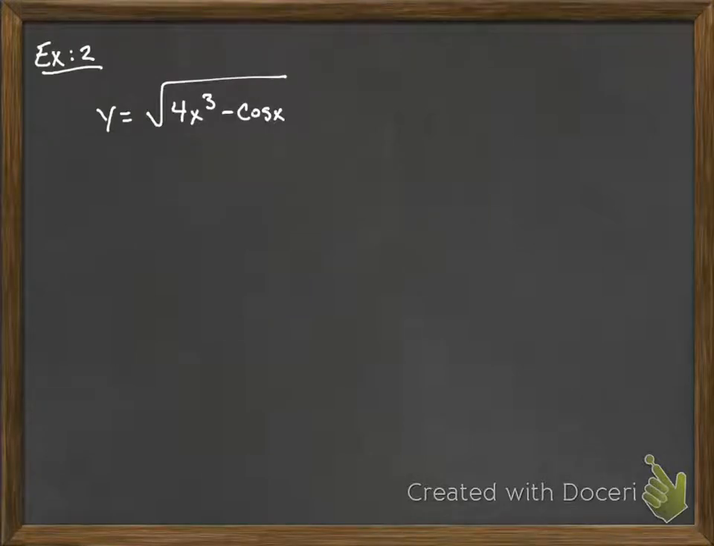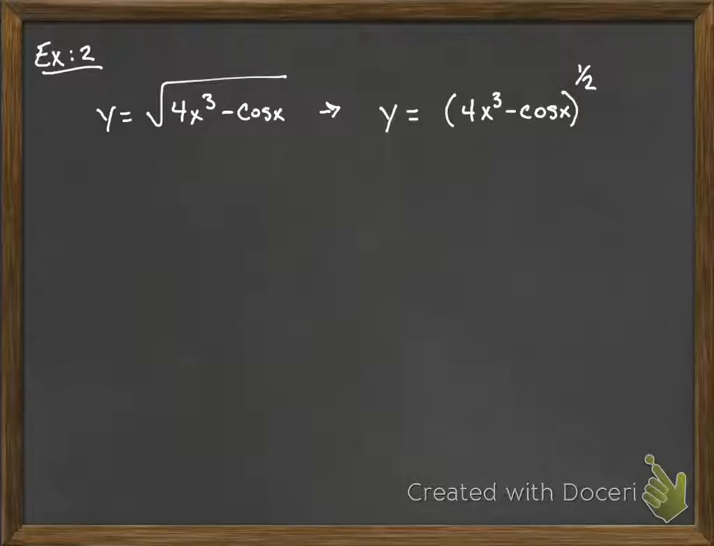So I have this one, y equals 4x to the third minus cosine x, all that under the square root. So all I'm going to do is rewrite this function using some powers to help me out. So I know that this is 4x to the third minus cosine x, all raised to the 1/2 power. And now that I have it written as a power, I can do power rule first and then apply my chain rule second.